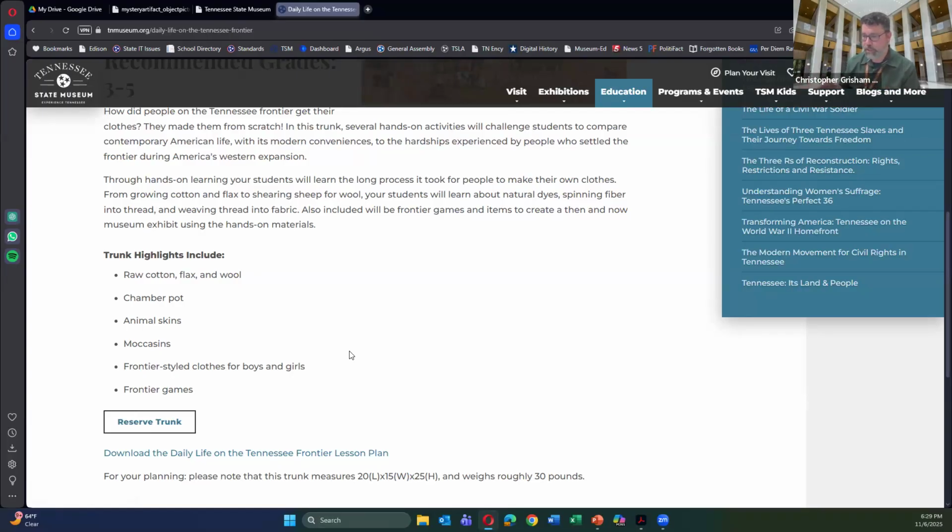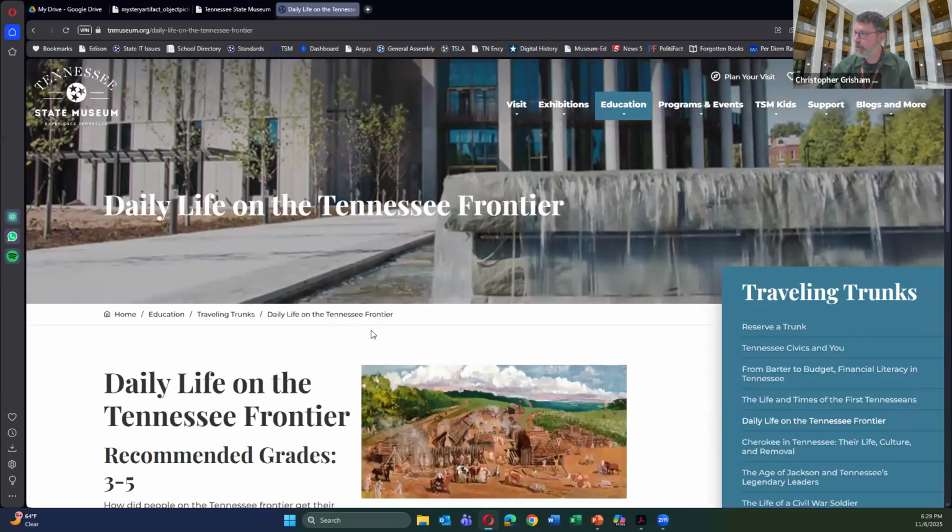And it comes with lesson plans, like I said, that you can download. If you don't want to use those lesson plans, that's fine. We don't get offended by that at all. You are welcome to use the materials that are in the trunk to enhance the lesson plans you already have going on. So feel free to do that.